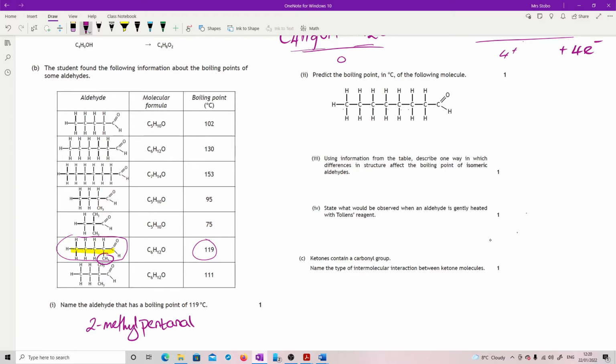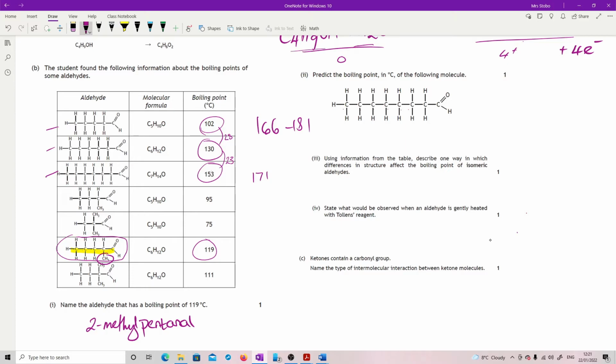Okay, predict the boiling point in degrees C of the following molecule. Okay, so we've got an 8-carbon straight chain aldehyde, no branches. So over here, we've got a 5, we've got a 6, we've got a 7 of that. So we're going to use that as our chain, okay? So 130 goes to 153. So we're looking for jumps going up the way. So it is increasing. This one increased by 28. This one increased by 23. So I went for an increase, but less than 23, and I said 171. But they were accepting quite a big range, actually. They were accepting anywhere between 166 to 181.